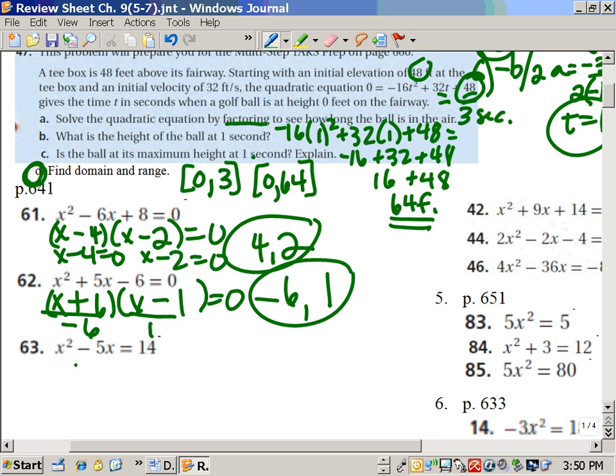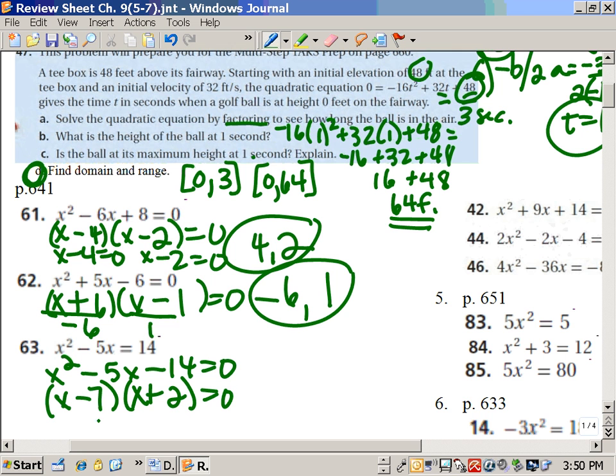Number 63, I have to move the 14 to the other side. So I have x squared minus 5x minus 14 equals 0. That gives me x, let's see here, 7 times 2, so x minus 7 and x plus 2. x minus 7 equals 0, and x plus 2 equals 0. My two solutions are 7 and negative 2.